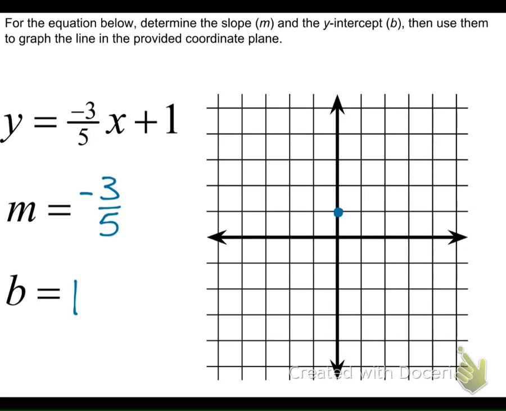So if slope is rise over run, what am I going to do? Kaylon, do you know? You go down 3 and over 5. Mm-hmm. So I'm going to start at my y-intercept, and I'm going to go down 3, because it's a negative 3. And then for my run, I'm going to go over 5. And I'm going to draw my line. Draw your arrows. And that's it.